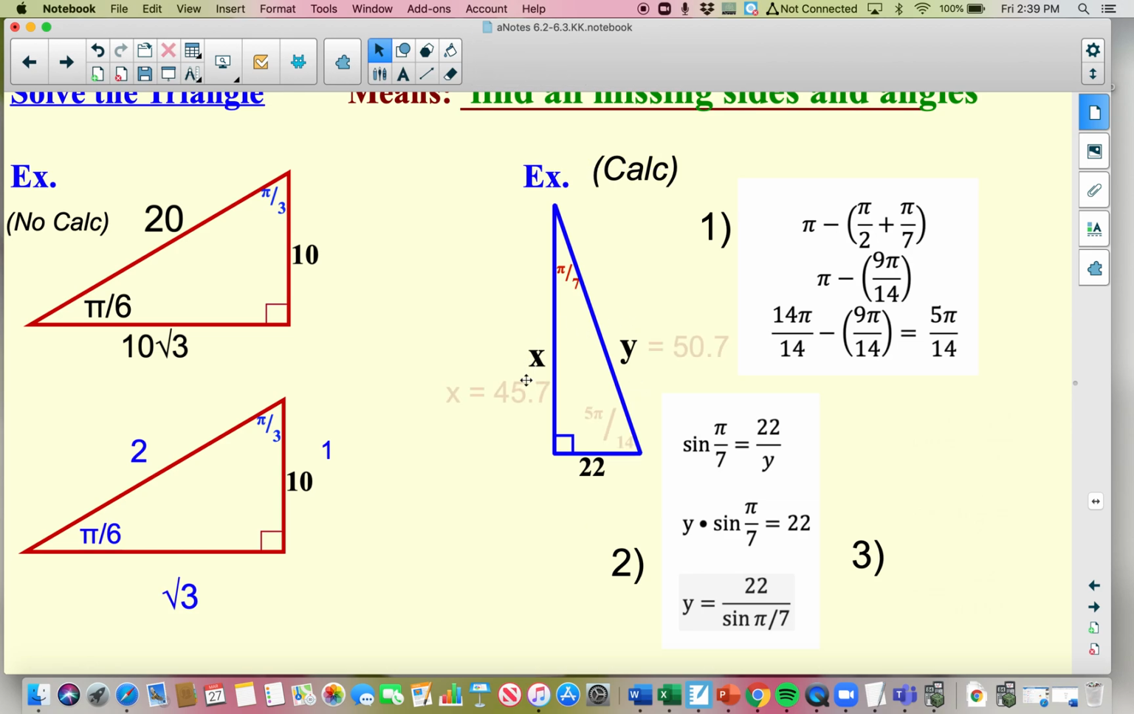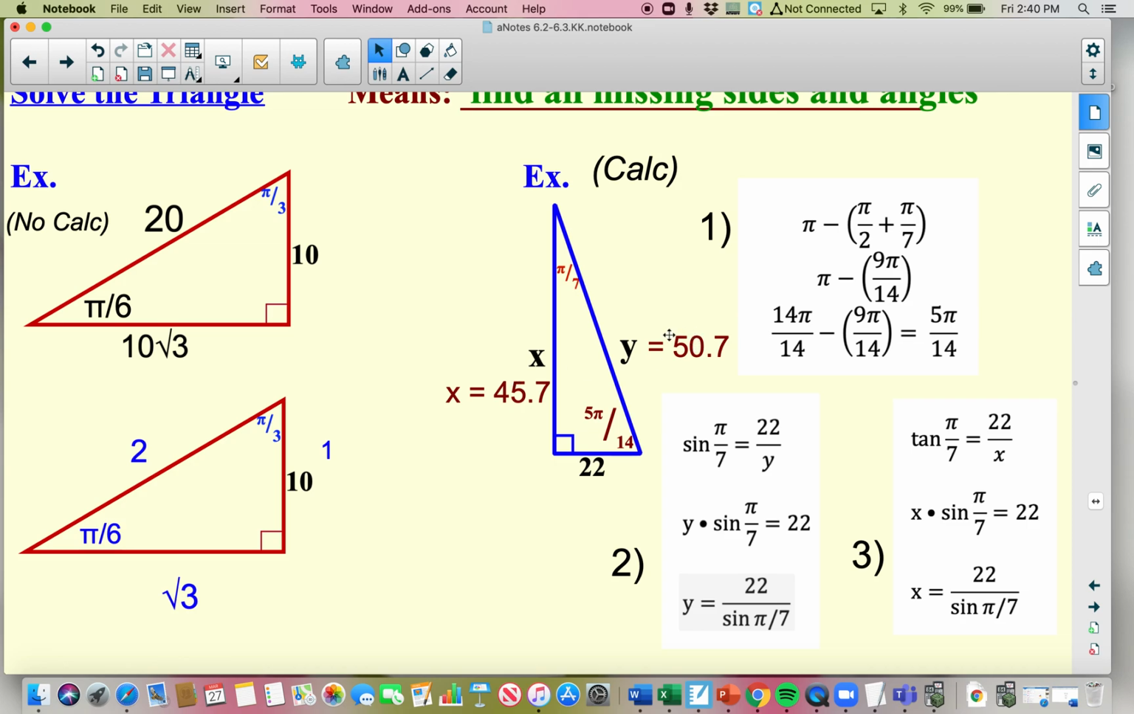Then to find x, there's all the answers. But to find x, it's really the same exact thing. So I just use the same angle of pi over 7, and I use the tangent because tangent is opposite 22 over adjacent, which is x. And then I multiplied the x over and divided by the tangent of pi over 7 to the other side, dumped that into my calculator, still in radian mode, and I got x is 45.7, y I got to be 50.7, and then I talked about how to find the angle of 5/14 pi.